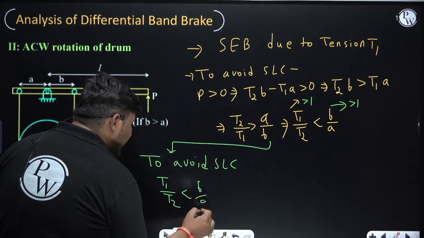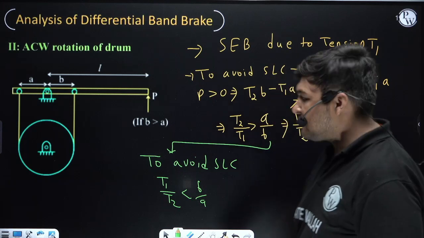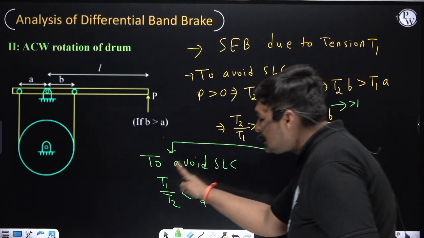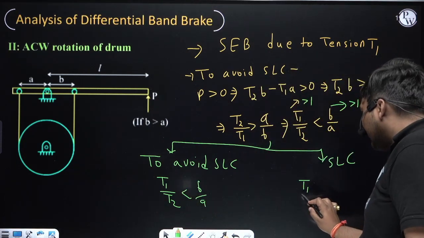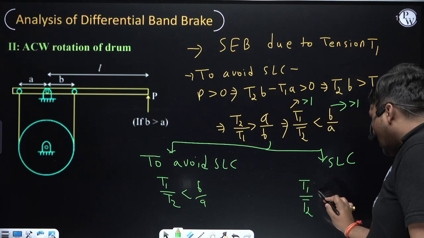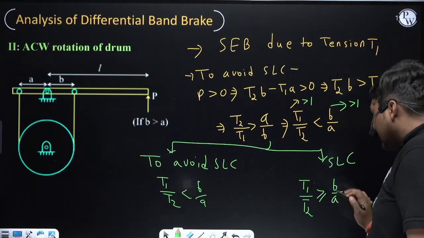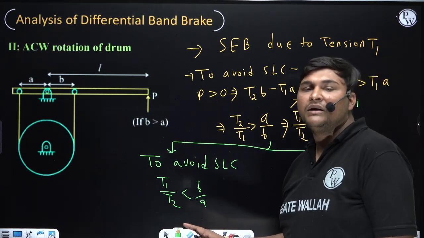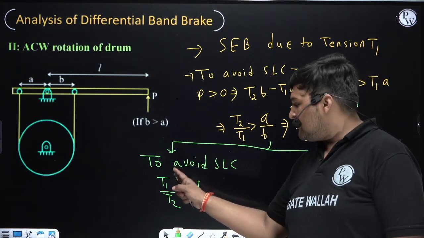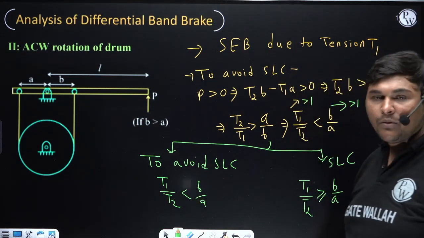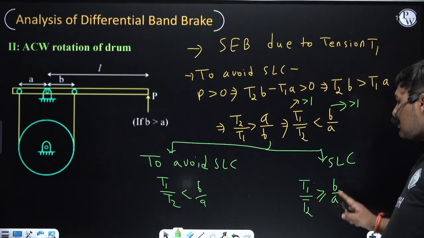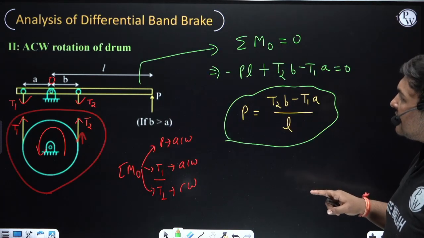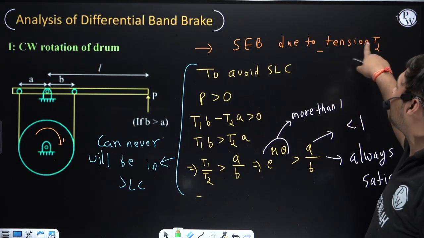Okay, then don't memorize this relation, try to derive it. But if we want the brake to be in self-locking condition, this condition should not be satisfied, means either T1 by T2 equals B by A or is greater than B by A. If T1 by T2 is less than this, it will not be in self-locking. If T1 by T2 is greater than or equal to this, it will be in self-locking. Okay, and it is self-energized due to tension T1. But in the earlier case, it was also self-energizing, but due to tension T2.